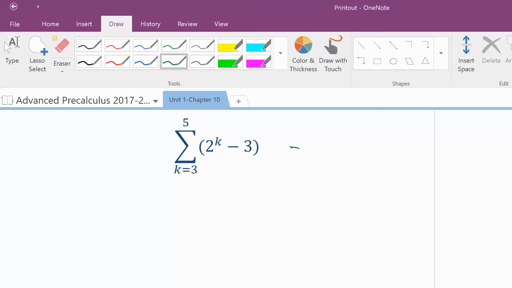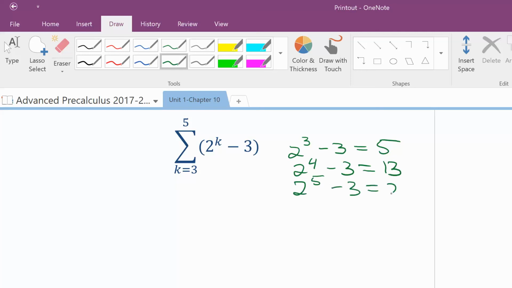So 2 to the third minus 3 gives us 5. 2 to the fourth minus 3 gives us 13. 2 to the fifth minus 3 gives us 29. Those are the 3 numbers that I put in, 3, 4, up to 5. Then I add the terms. And I get 47. So 47 is the sum in this case.